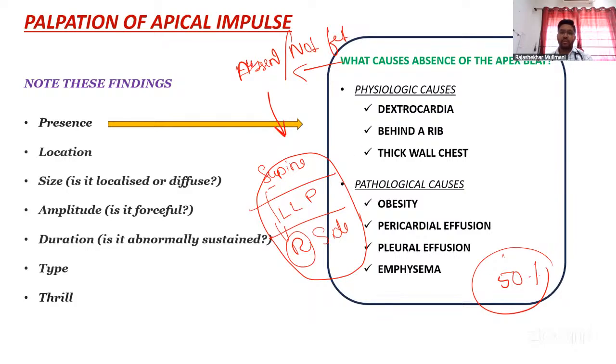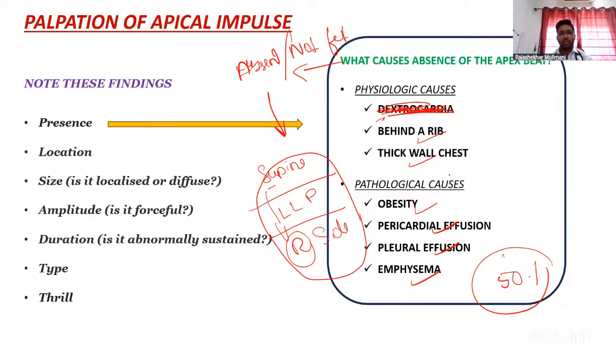So, what are the physiological causes that can cause the absence of an apex beat? Dextrocardia, which you should not miss. Then, if it is behind a rib, it can be missed, and if there is a thick chest wall, it can be missed. What pathology causes an absent apical impulse? One is obesity, then pericardial effusion, pleural effusion, and emphysema. So these respiratory and pericardial pathologies can be the pathological reasons for an absent apical impulse.